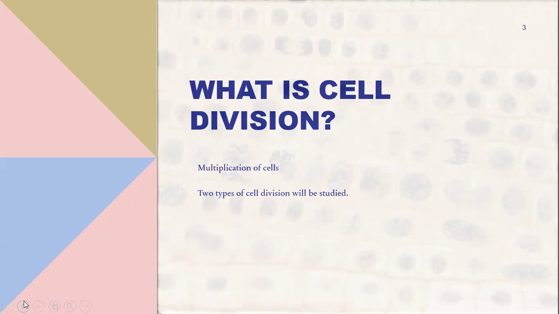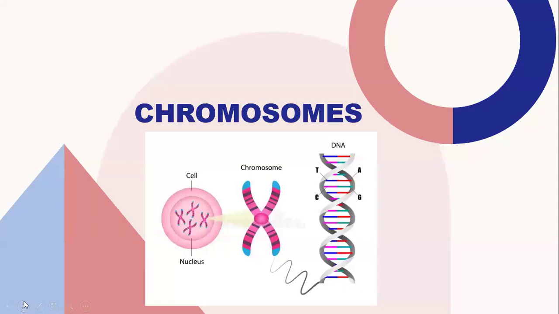So we generally have two types of cell division, and that is mitosis and meiosis. Those are the two types of cell division that we have and will be studied in this lesson. To better understand cell division, we need to understand the components that are involved in it. It will help us better understand what is basically happening in cell division. And one of the components that we need to understand is a chromosome.